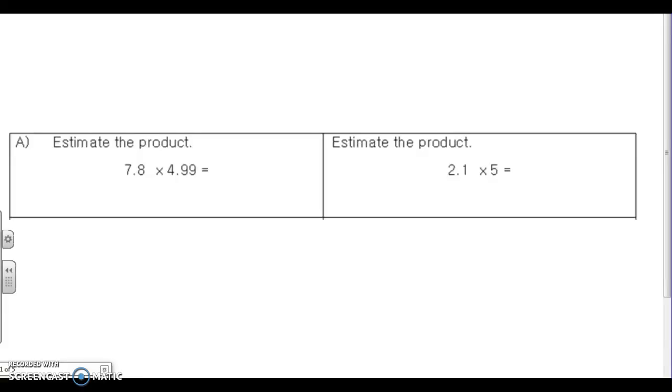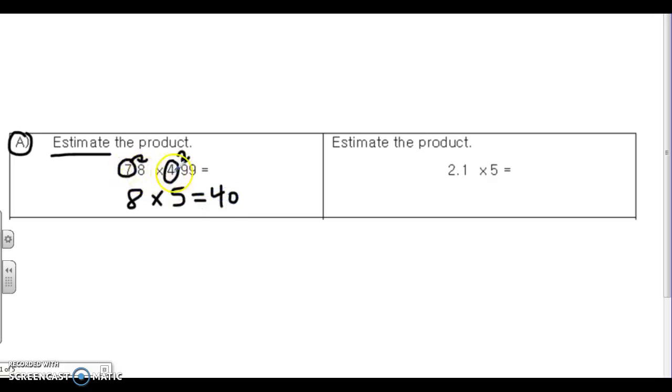All right, guys, let's go over questions for question A. This one wants us to estimate the product. Estimate simply means about. So we're going to round each of our decimals to the nearest whole number and get our answer. So 7 and 8/10 rounds up to 8. And 4 and 99/100, the 9 gets a raise. That rounds to 5. So 8 times 5 is 40.